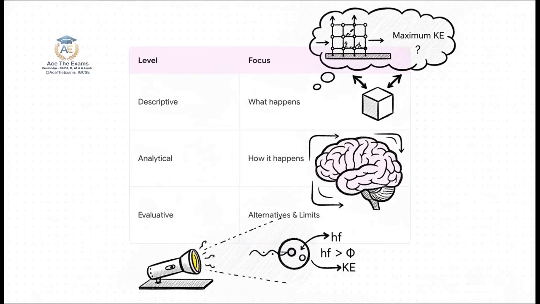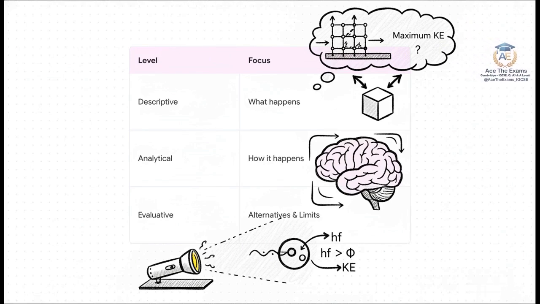I want you to notice the exact progression in cognitive domains that examiners use to award those elusive top marks. It's a 3-tier critical analysis framework. At the very bottom, we have descriptive, simply stating what happens. Light shines on the metal and electrons come out. You might get 1 solitary mark for this, if you're lucky.